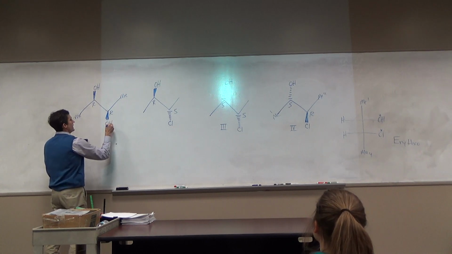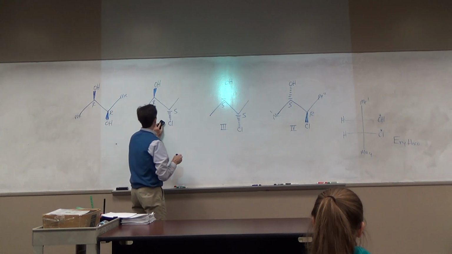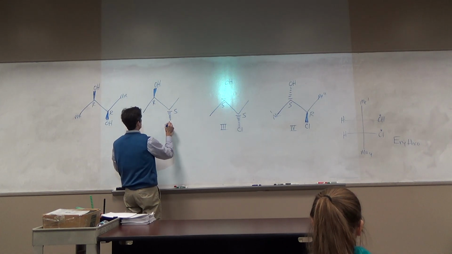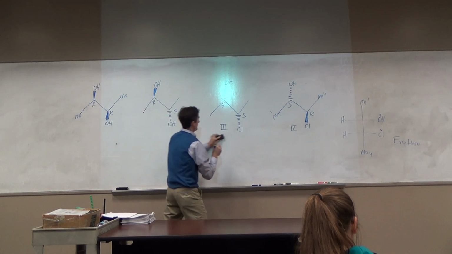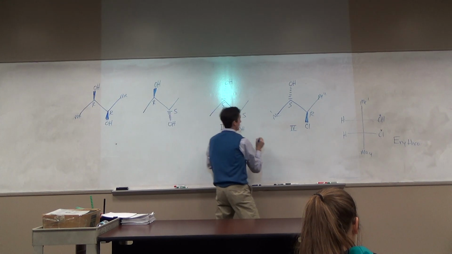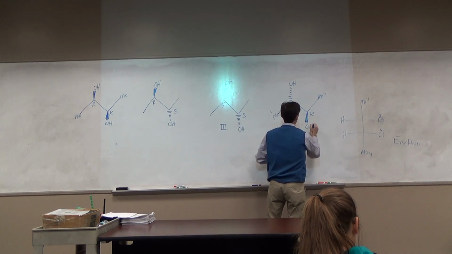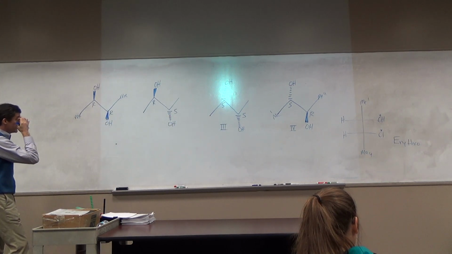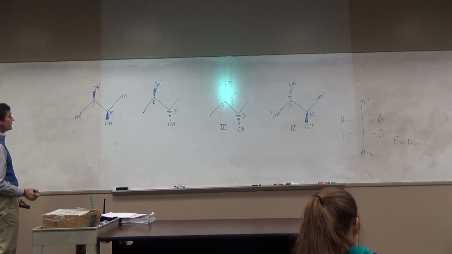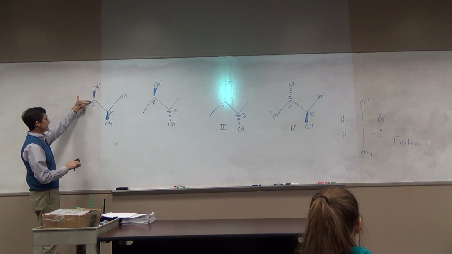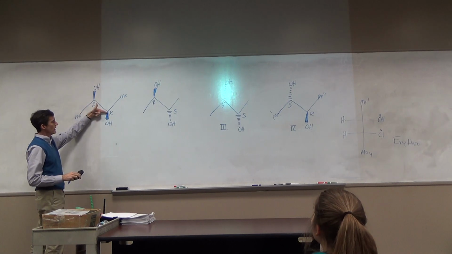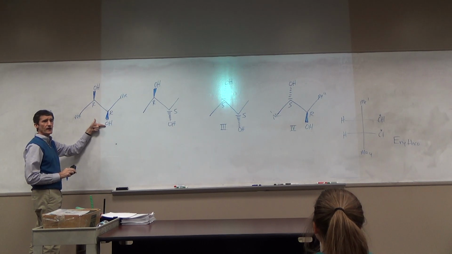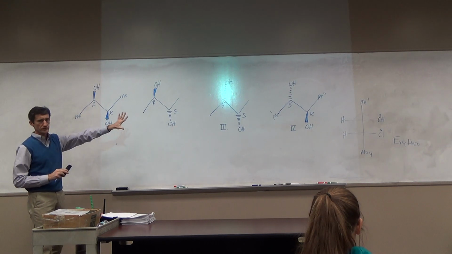Now you may not be able to do this on the paper. Hopefully you maybe already drew them. Do the R and S still stand? Well, we didn't do anything here. Is this still R? Yeah, because this is still the high priority group, even though it's OH, just like chlorine is a high priority group. So the R and S still should be correct.